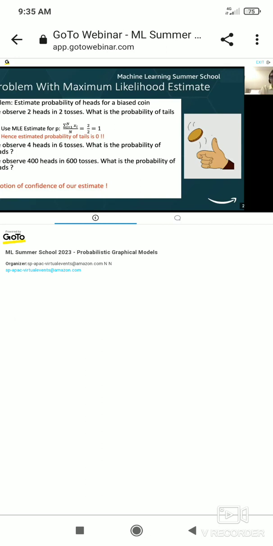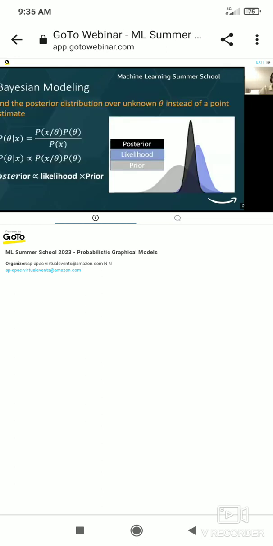So then, what is the workaround for this? What we need to do is move away from this maximum likelihood estimation concept and start looking at the problem from a Bayesian statistical viewpoint. Okay, so what exactly is Bayesian modeling?